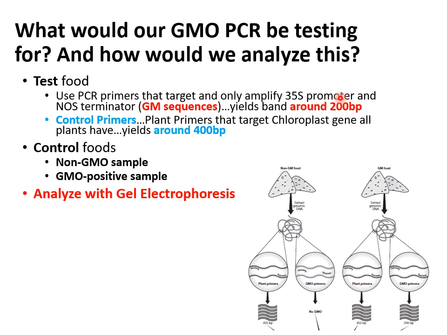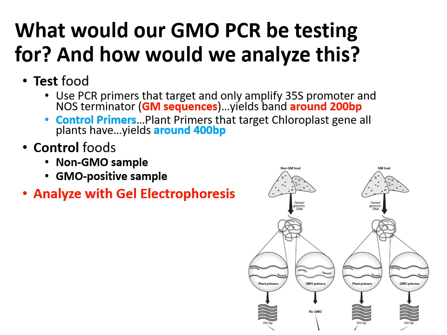If there is no GMO in that food, you will see no band. So it's either no band or a 200 base pair sized band with those primers. Now you will also use, on that same test food, control primers to make sure that your PCR is actually working. The control primers are plant primers that target a chloroplast gene, usually for photosystem number 2, but you don't have to worry about the details of that. Just know that the control primers target a chloroplast gene that all plants have.